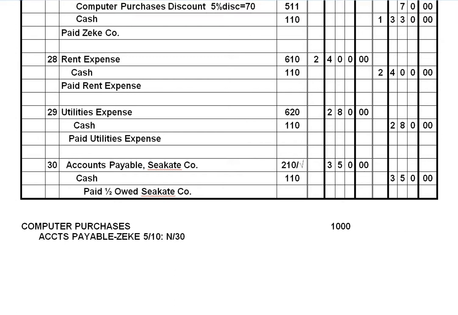And why he didn't put one in here is beyond me. However, we'll try to fix that by putting a purchase in down here for $1,000.